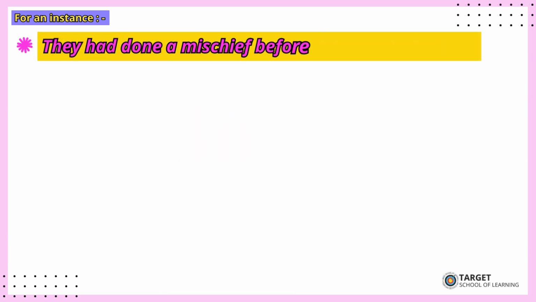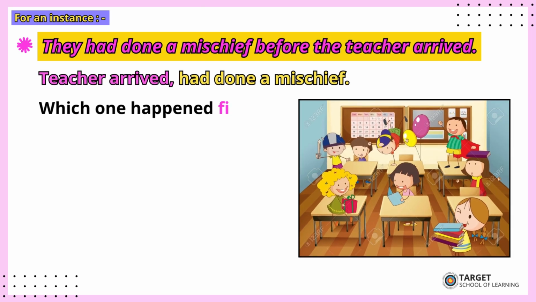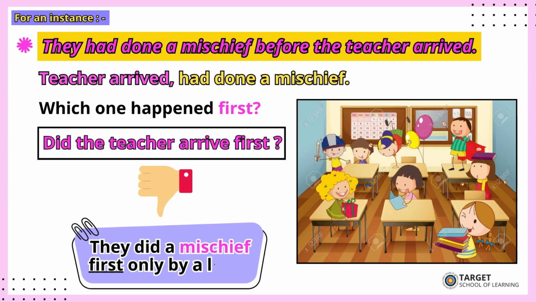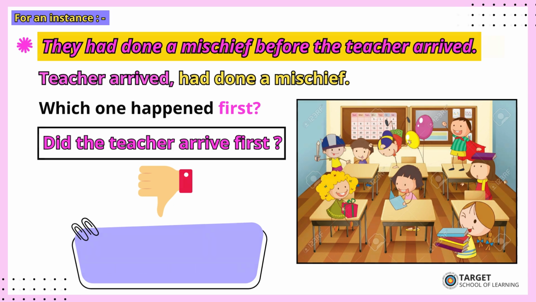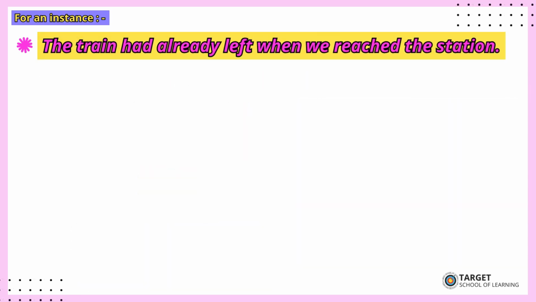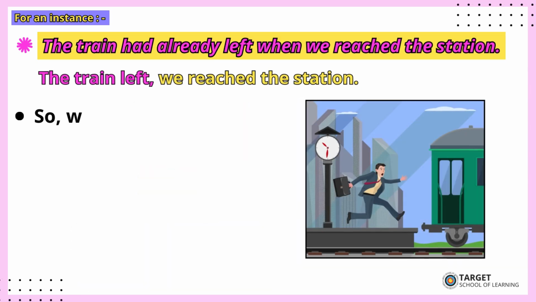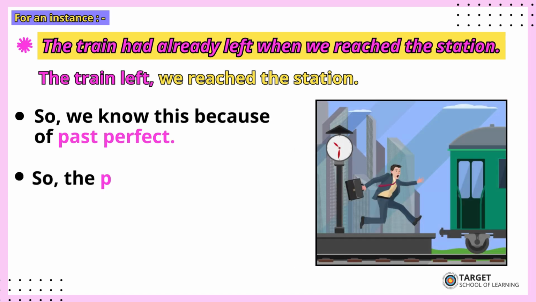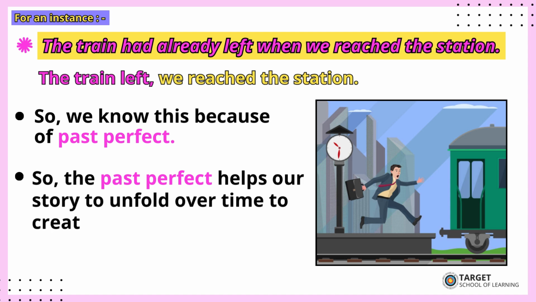They had done a mischief before the teacher arrived. So, which event happened first? Did the teacher arrive first? No. They did a mischief first only by a little. The train had already left when we reached the station. So we know this because of past perfect. So the past perfect helps our story to unfold over time to create suspense and drama.